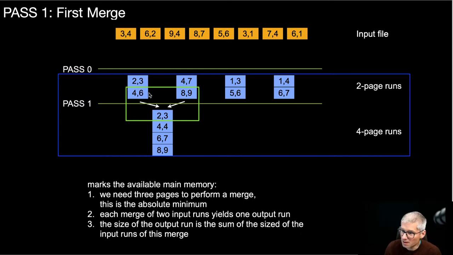So here, the minimum is two, otherwise it doesn't make any sense. Basically, you load one page from this run, one page from that run, and now you merge them to an output page. This is kind of misleading in this example, actually. So what you load is, you would have to load the two and three first and the four and seven first.